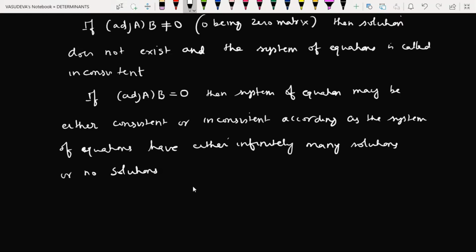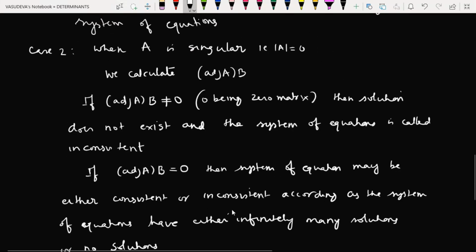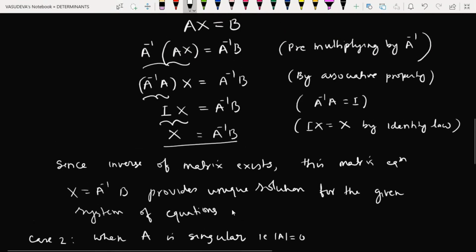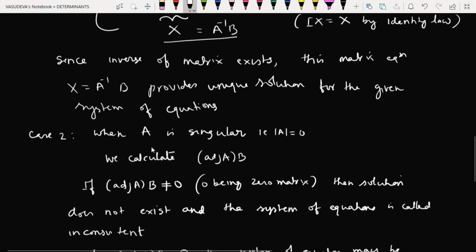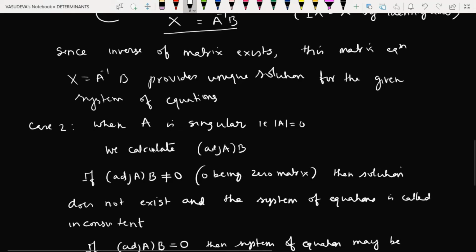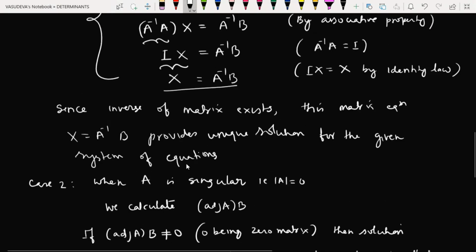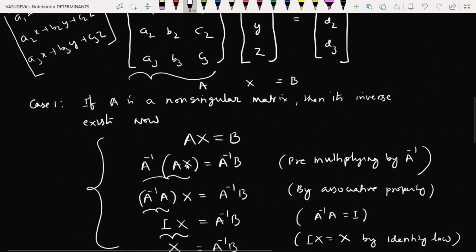That is, when consistent, we have taken only when we get a unique solution. Especially we are concerned with case 1, this one only. We are not taking the examples of case 2, when the matrix A, the matrix of coefficients, is a singular matrix. We are not taking those things under consideration in our syllabus. So we are taking only the system of equations having unique solutions for our syllabus to get the solution for system of linear equations.